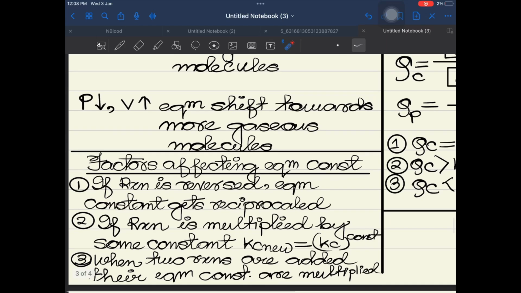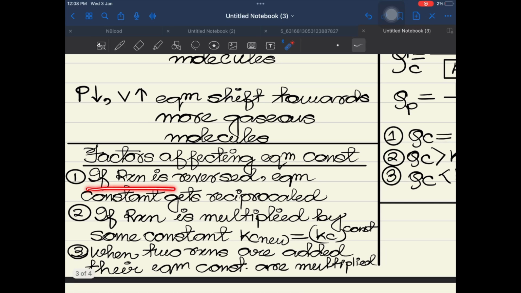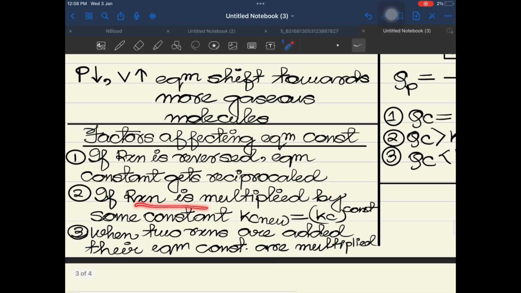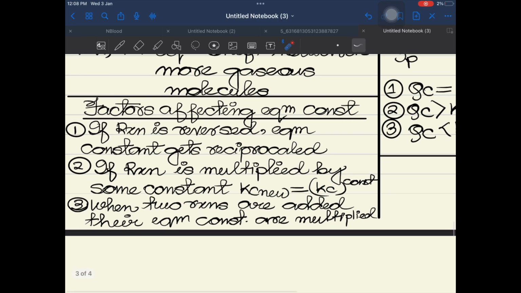Now, factors affecting the equilibrium constant. If a reaction is reversed, the equilibrium constant becomes its reciprocal. If a reaction is multiplied by some constant, then the new Kc will be equal to Kc raised to the power of that constant. Now, when two equilibria are added, their equilibrium constants are multiplied.